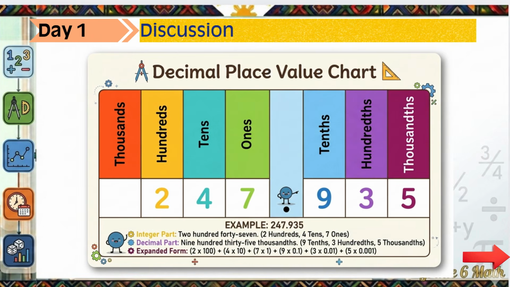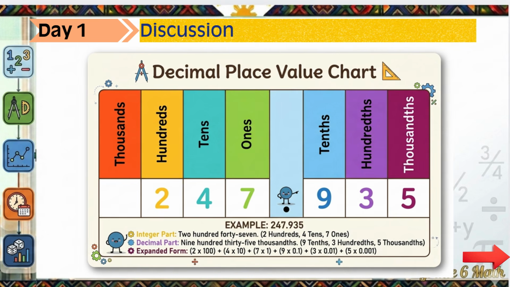In our chart, the number 247.935 is split into two distinct parts separated by the decimal point, the whole numbers on the left and the fractional parts on the right. To the left, the digit 2 sits in the hundreds place, 200, 4 is in the tens place, 40, and 7 is in the ones place, 7, combining to make 247 complete wholes.